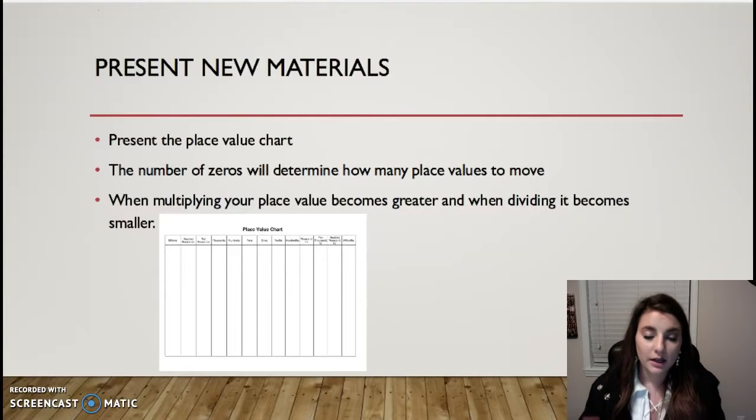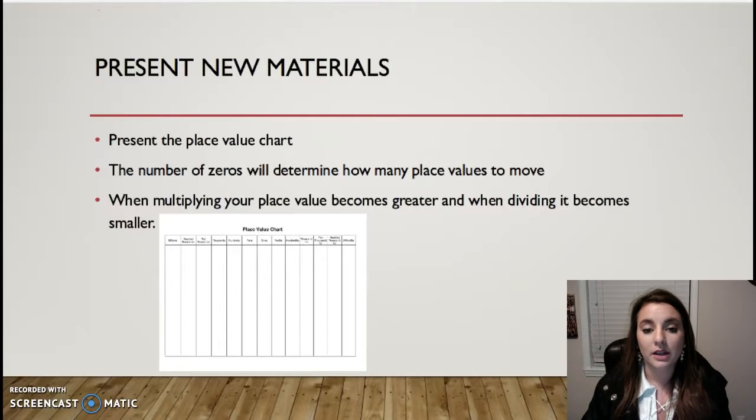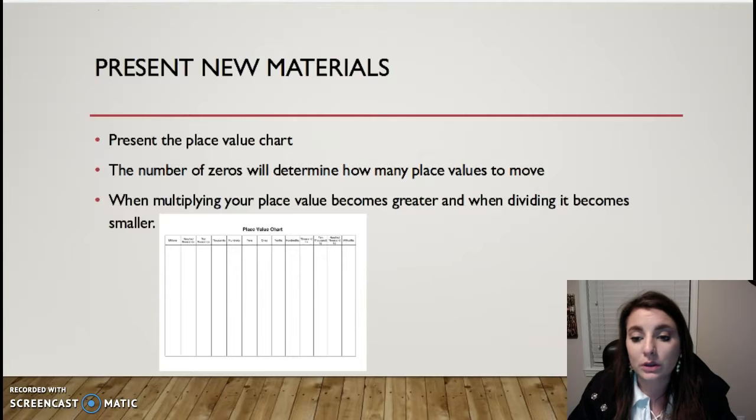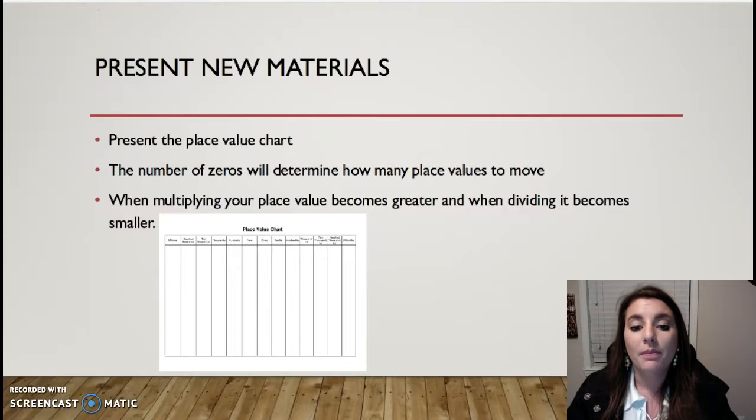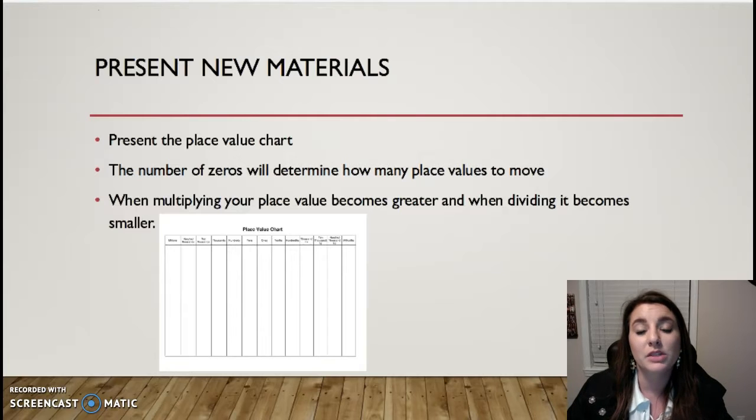When you divide through a place value chart and using the power of tens, you will again place your numbers within your place value chart. So say we divide 25.2 divided by 10 to the second power. Go ahead and place that 2 in the tens, and that 5 in the ones column, and then the decimal, you'll have a place for it, and then the 2 in the tenths column. When you divide, your place value becomes smaller, so therefore you will shift to the right.